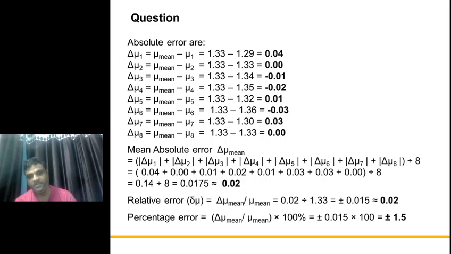If it is the mean, it means we divide by 8. Then once we know the mean absolute error, the relative error is the mean absolute error divided by the mean value. So we get the relative error. In the case of the percentage error, we multiply this relative error by 100. If you multiply, it gives you the percentage error.